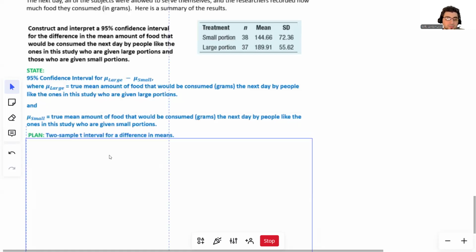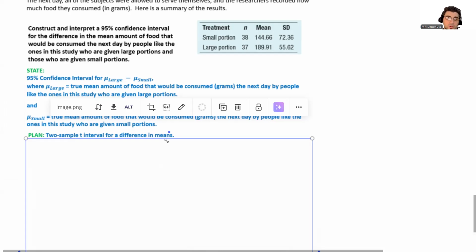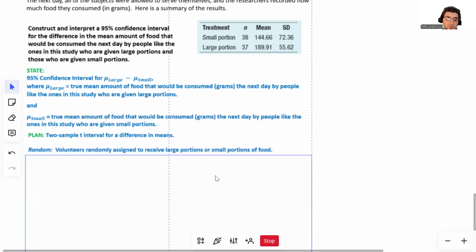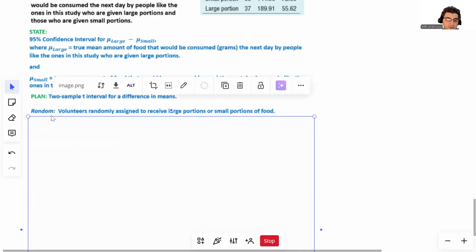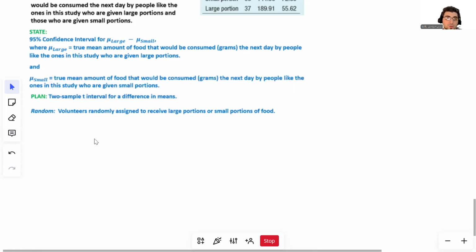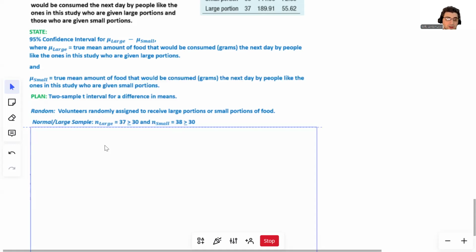Okay. The next step, plan. We want to plan and carry out a two-sample t-interval for the difference in means. So we're going to check the conditions now, but before we do, we want to make sure that we say what procedure we're going to check the conditions for. So for the random condition, volunteers were randomly assigned to receive large portions or small portions of food. So that one is satisfied.